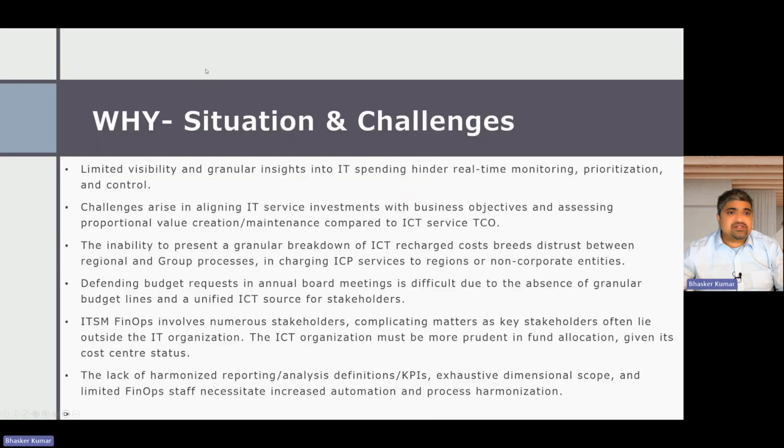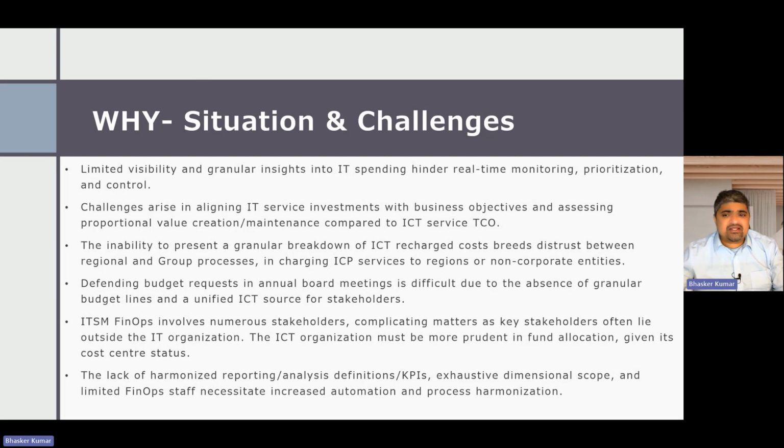So let's look at a few challenges that are faced. You have limited visibility and granularity in your IT spending. How the spend is happening, you have very limited granularity captured, or even if it is captured, it is not consolidated meaningfully. It is staying in 10 different systems. If you don't have this granularity at your hand in real time, then you cannot monitor it, you cannot prioritize it, and it is very difficult to control, especially in global organizations where regional cost is different, global cost is different, and there are different cost center owners.